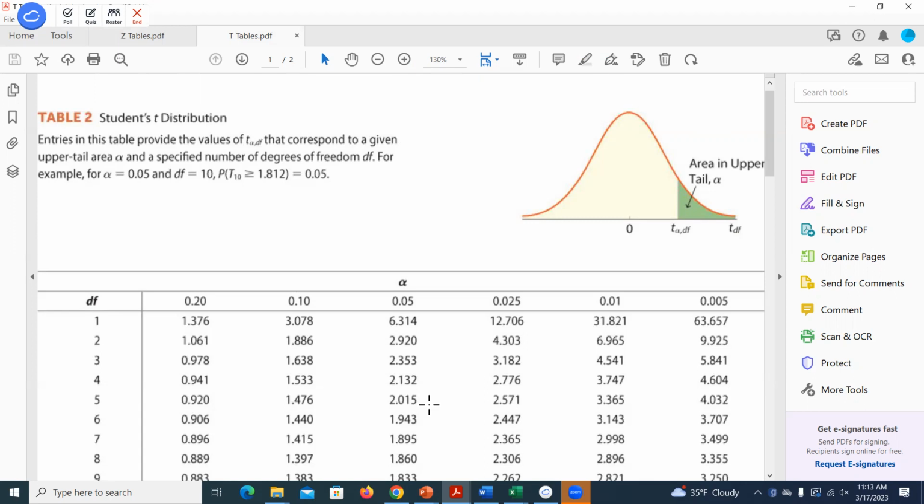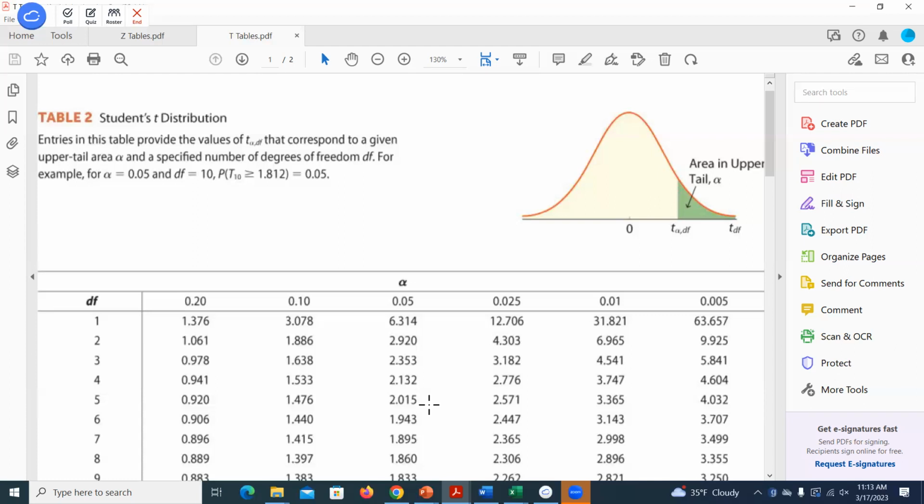So if there's 0.05 to the right of 2.015, 0.05 would be the area to the left of that same value, but negative. Remember, still centered at 0. So if I know the area to the right of the positive value, I know the area to the left of that negative value. So it doesn't matter that we only have the right side of the distribution here. Because it's symmetric, we can look up those values. The area to the right of the positive value is going to be the exact same as the area to the left of the negative value.